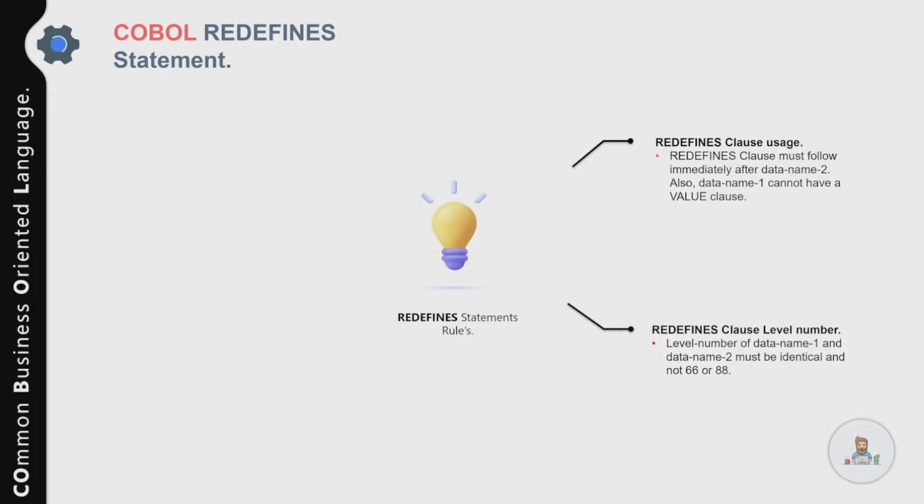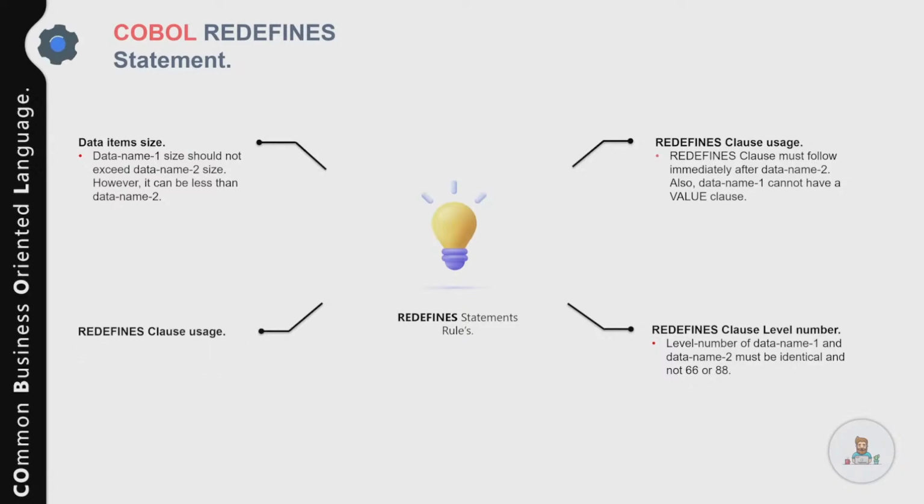The next one is regarding the level number. The level number of data item 1 and data item 2 must be identical, and you should never use level 66 or level 88. The next one is regarding the data item size. Data-name-1 size should not exceed data-name-2 size. However, it can be less than data-name-2.